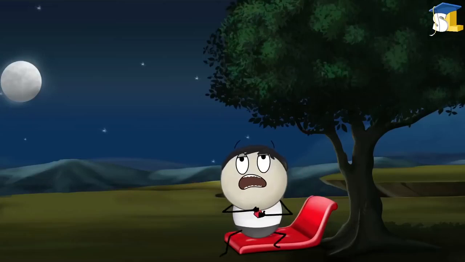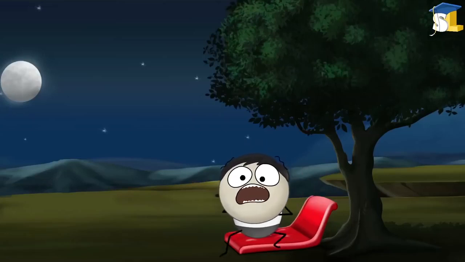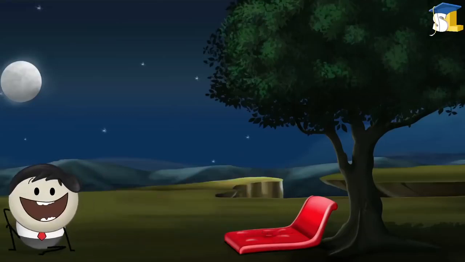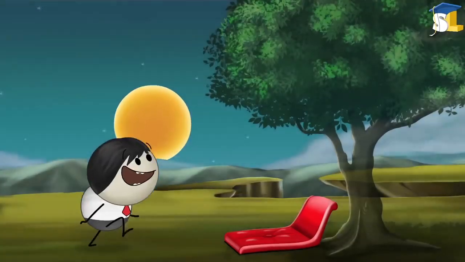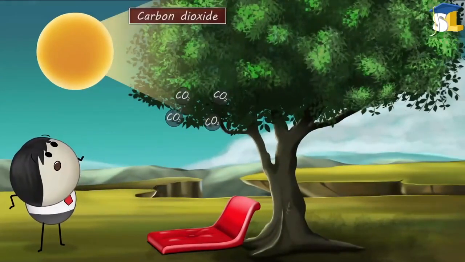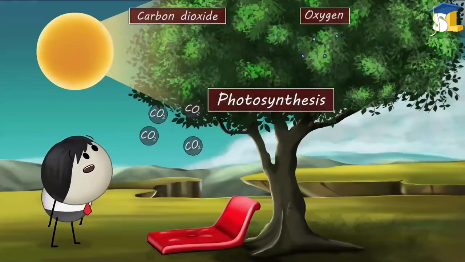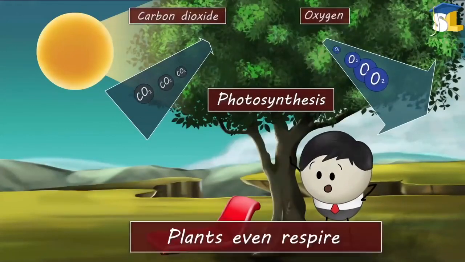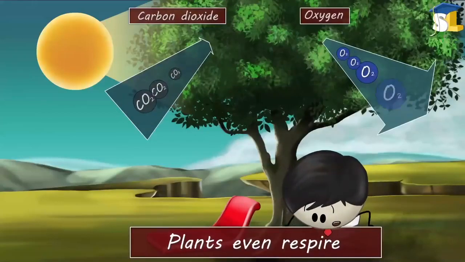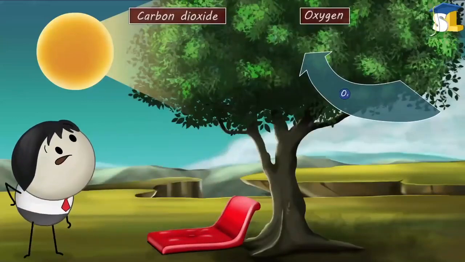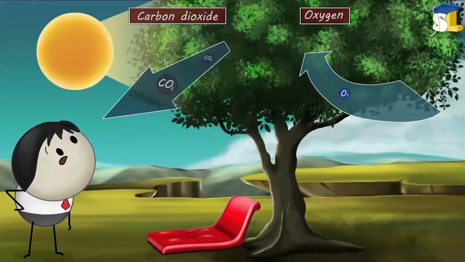See, you are not able to breathe properly, right? Do you know why? Wait, I will tell you. This is because during the day, in the presence of sunlight, plants take in carbon dioxide and release oxygen in the process of photosynthesis. However, they even respire simultaneously. In this process, plants take in oxygen and release carbon dioxide.